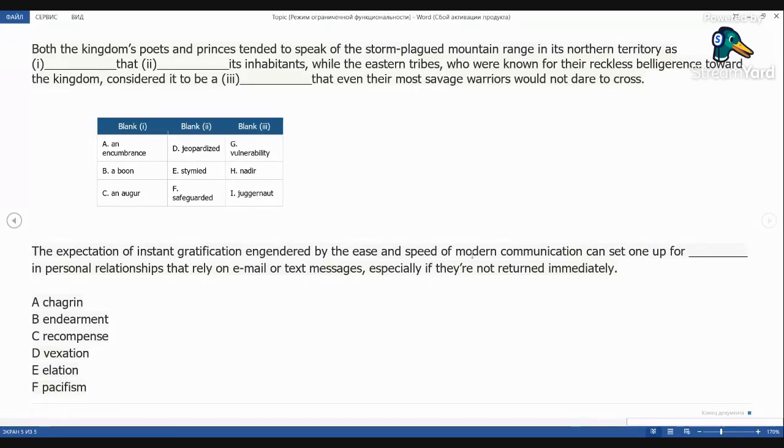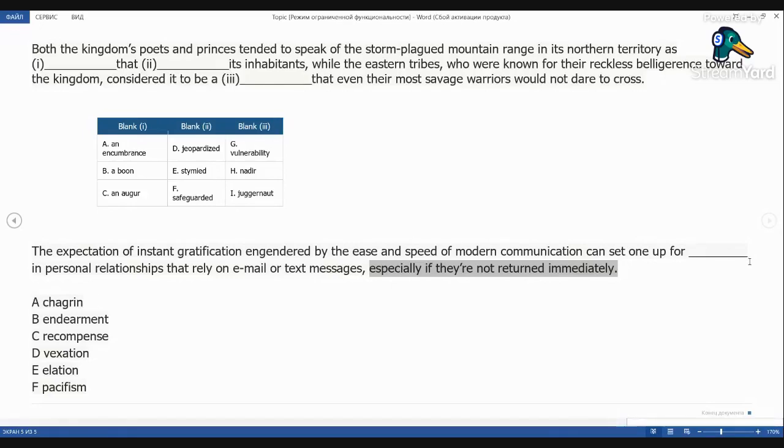Set one up for, you may not know this, it means something like replace, come with, and something like this. But even if you don't know this, it's okay. You can pay attention to this part: especially if they are not returned immediately. So something happens in personal relationships, even if it's not returned immediately.